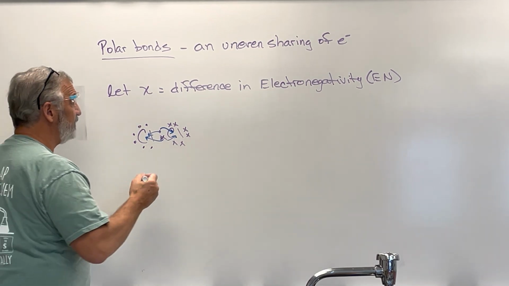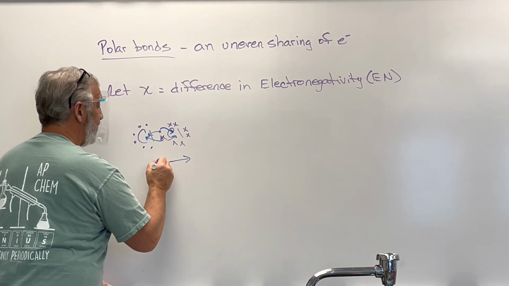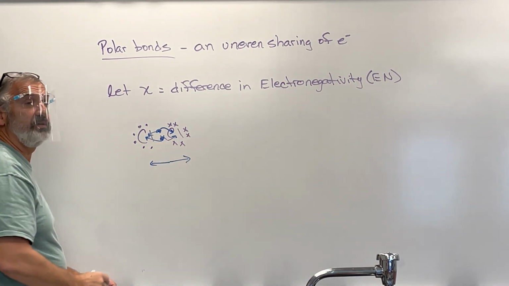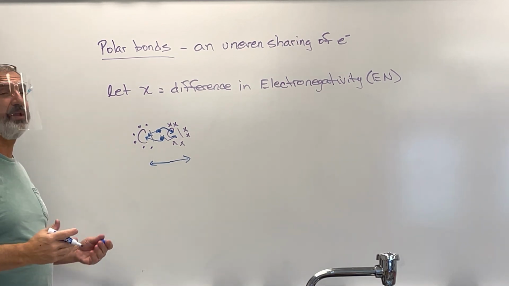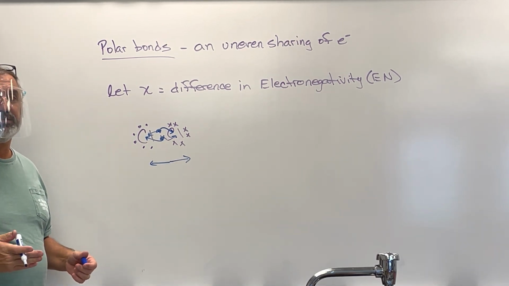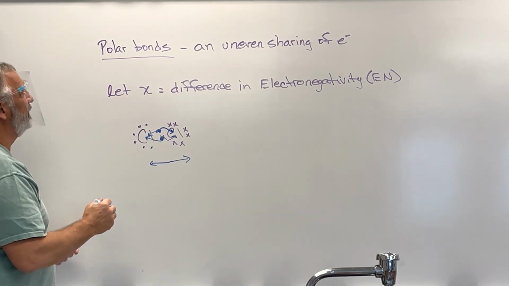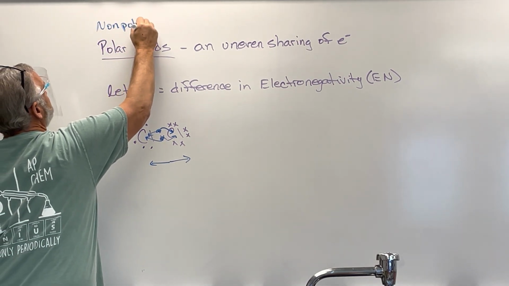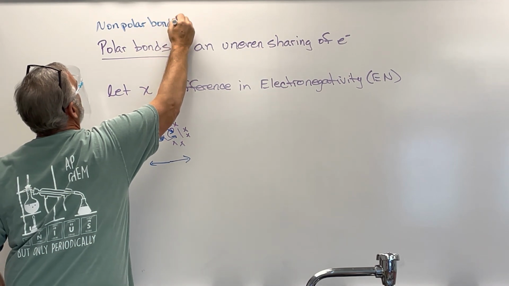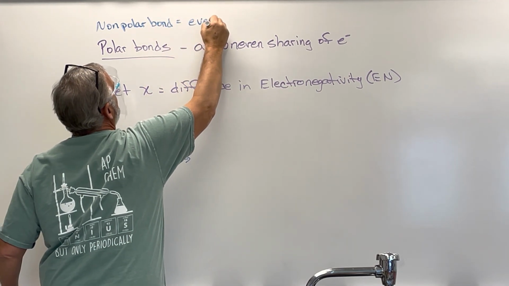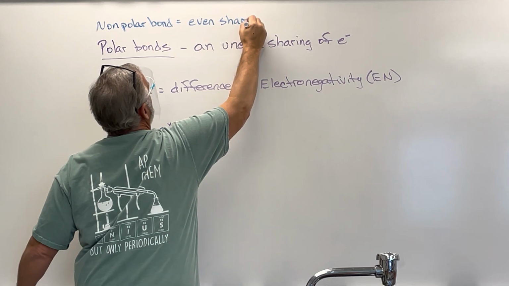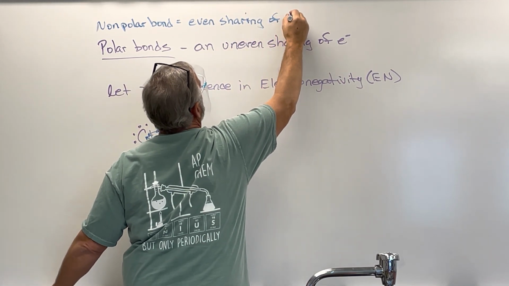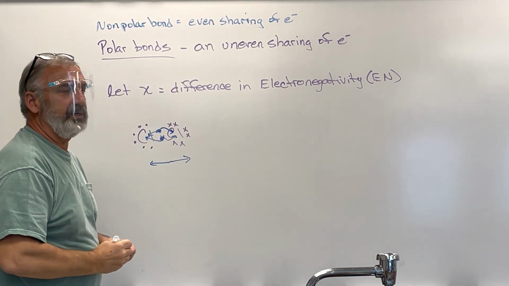Well, if it's chlorine and chlorine, the pull is exactly equal. And the electrons stay right here in the middle. They don't go anywhere. We have what's called a non-polar bond. It's an even sharing of electrons.